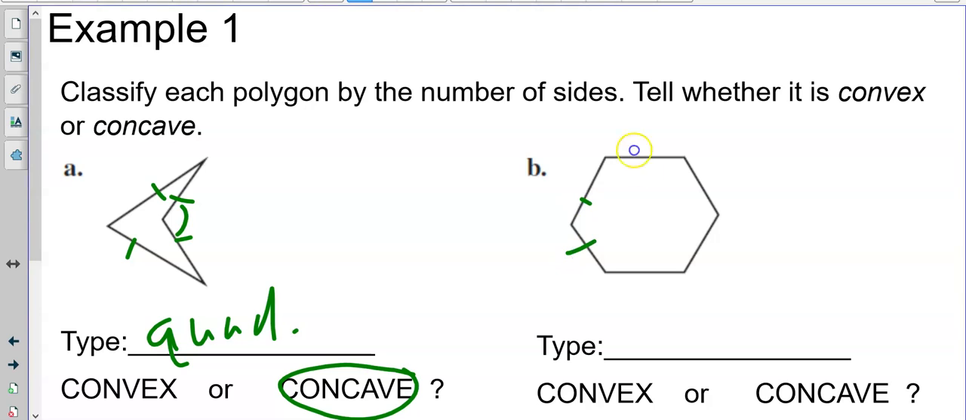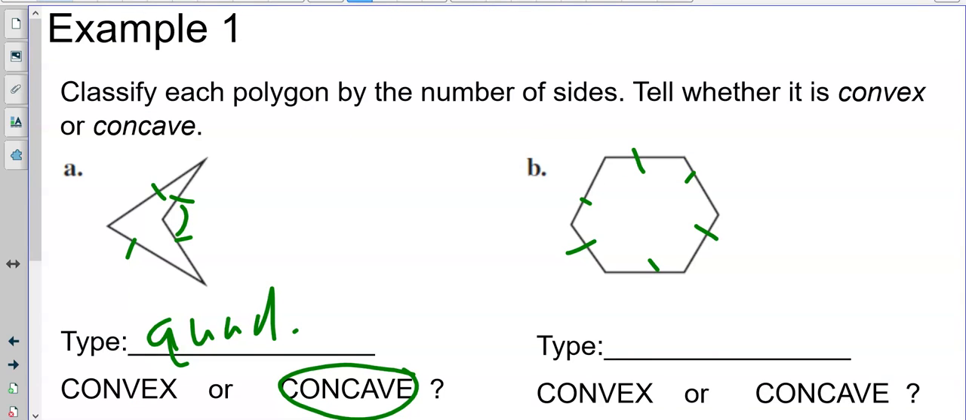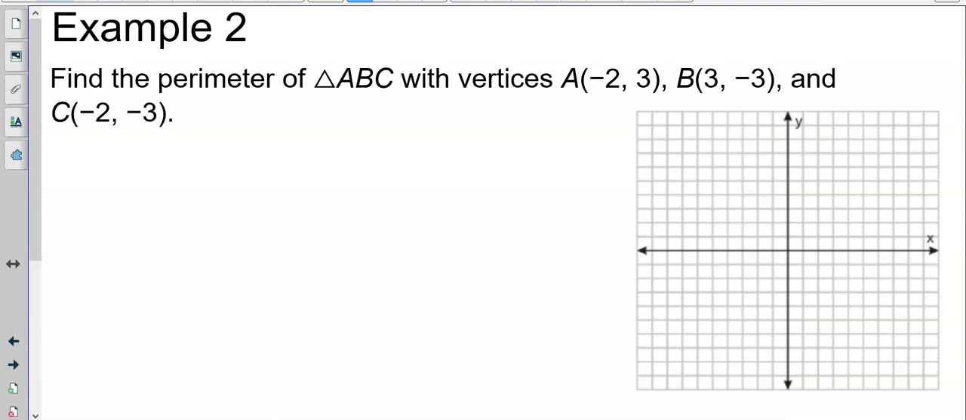This one has 1, 2, 3, 4, 5, 6. Okay. So remember, 6 is a hexagon. Some people like to think about 6 has an X in it. A nice way to remember it. So hexagon. And it is convex. And remember, if I'm going too fast, you can always hit pause.